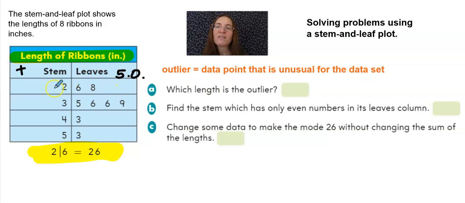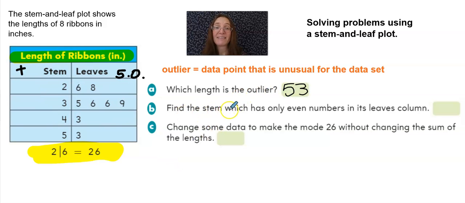Well, I noticed there's a cluster of data points in the 20s and 30s. And then it jumps from 39 to 43. 43 isn't that far away from this cluster of data points right here. But 53 is a whole another 10 inches. I think in that case, 53 is the outlier here.